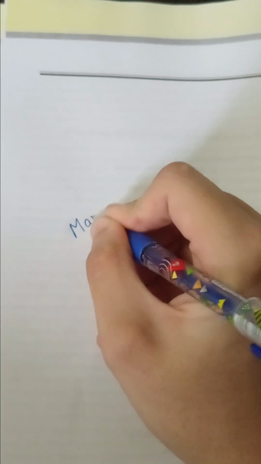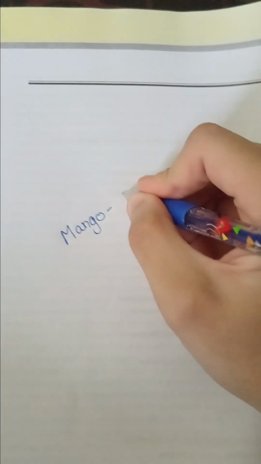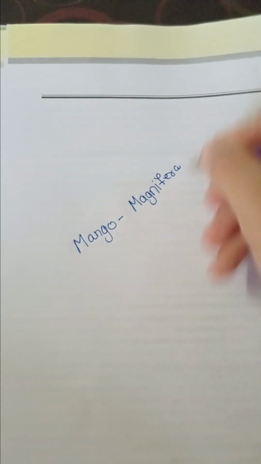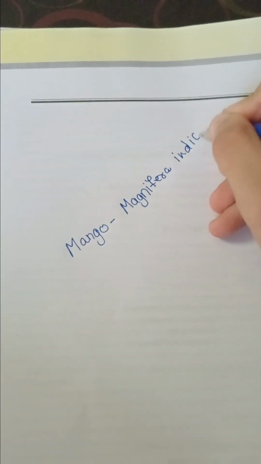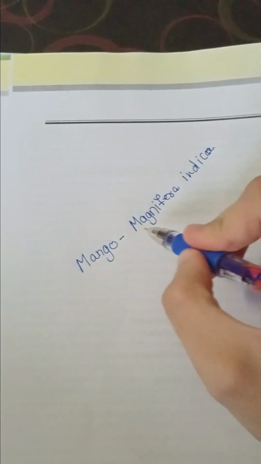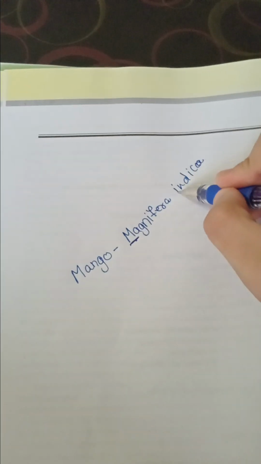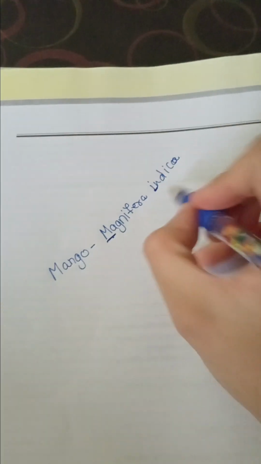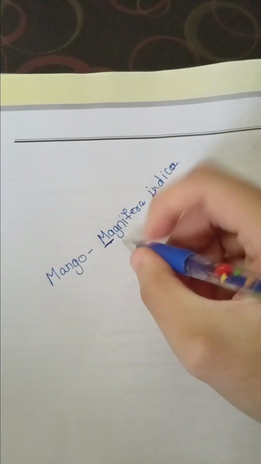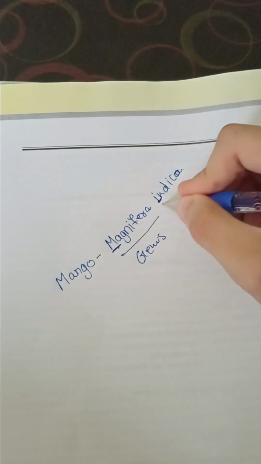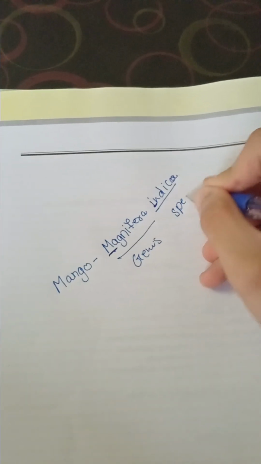So as an example of binomial nomenclature, the scientific name of mango is Mangifera indica. Always remember, the genus name should start with a capital letter and the species or subspecies name should be in small letters. So obviously Mangifera is the genus, and indica is the species.